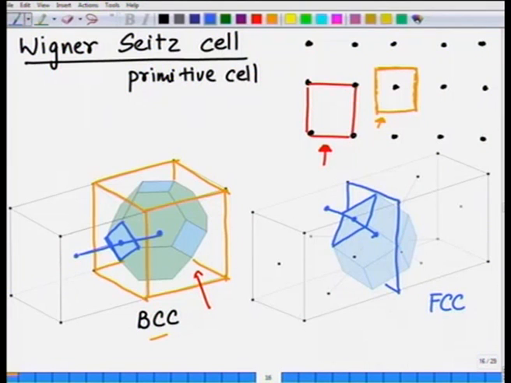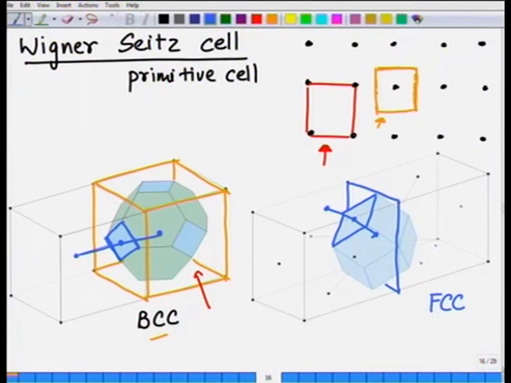Right in the center is a lattice point. Why am I talking about this particular cell? Because this will become an interesting point. This is precisely the kind of cell we will be looking for in reciprocal lattice. Okay, so with this, I would like to close the chapter on this crystal structures or lattices.